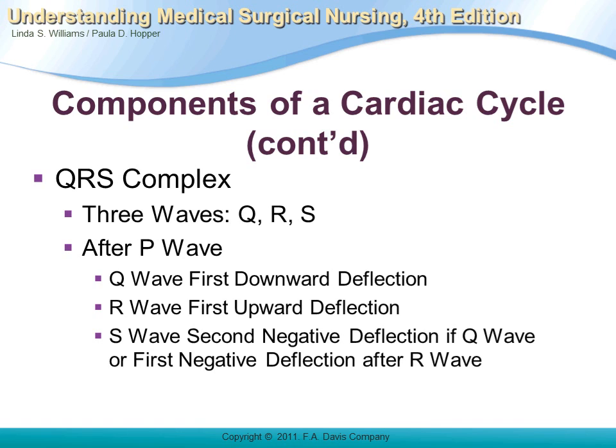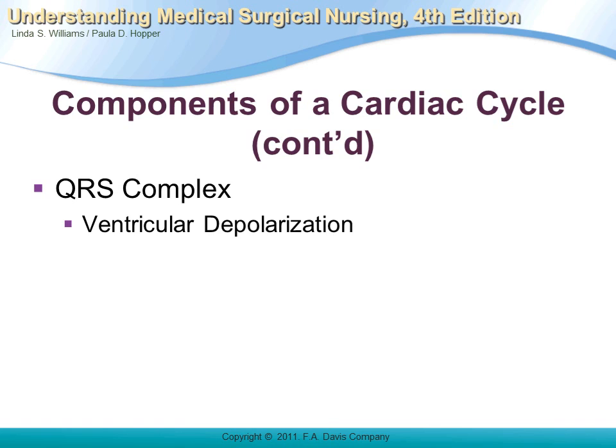The QRS complex is composed of 3 waves, the Q, the R, and the S. It comes after the P wave. The Q wave is the first downward deflection, with the R wave being the first upward deflection, and then the S wave is the second negative deflection if the Q wave was deflected as well, or the first negative deflection after the R wave. And the QRS complex represents ventricular depolarization or ventricular contraction.